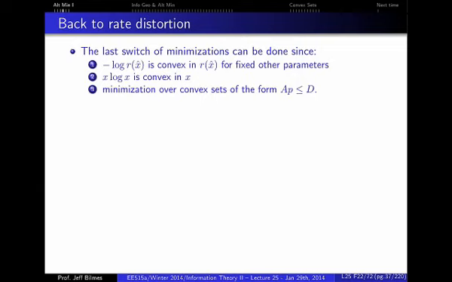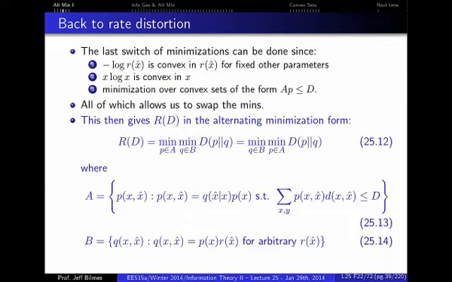Well, first of all, why can we swap the mins? The swapping of the mins can happen essentially thanks to convexity. Everything's convex, and we've got a convex set of constraints. Negative log of r of x is convex, x log x is convex, and we're minimizing it over a set of linear constraints. So because of that, we can swap the mins. And so that basically means that the rate distortion function can be written in this alternating minimization form.